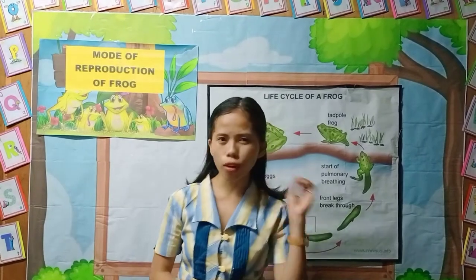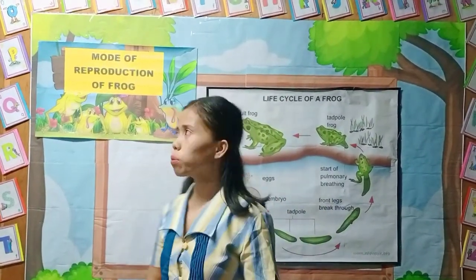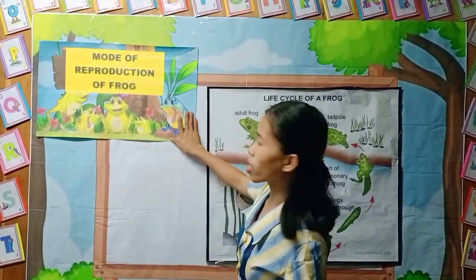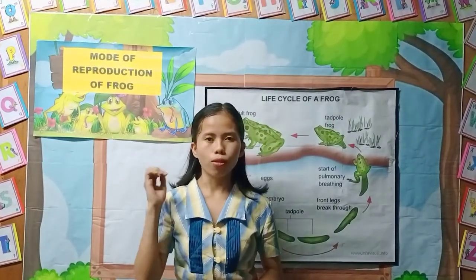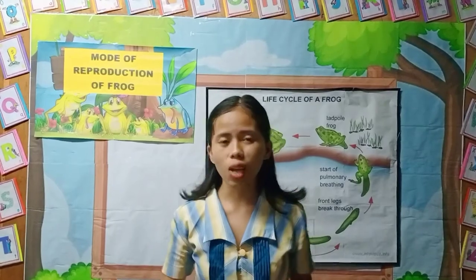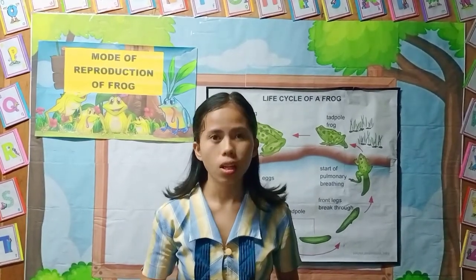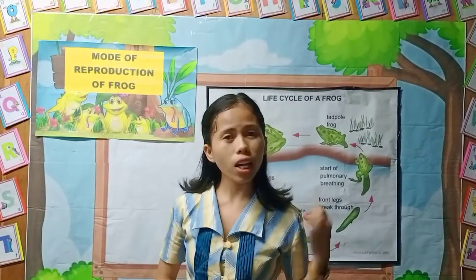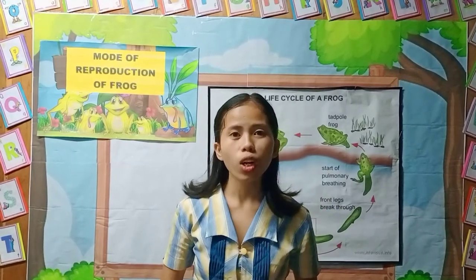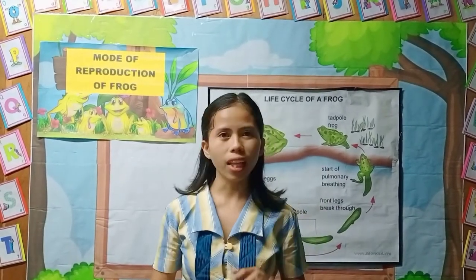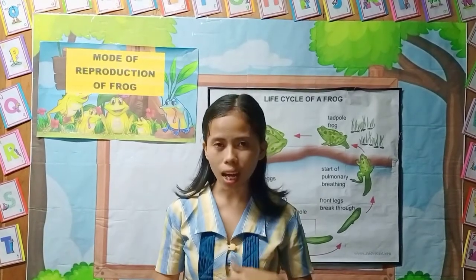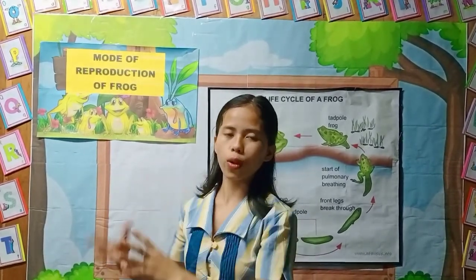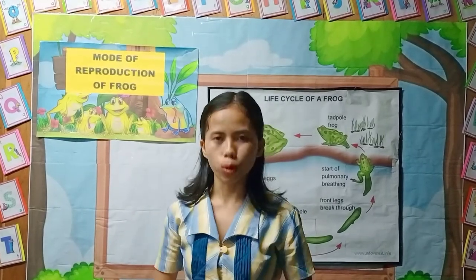Right, class, going further to our topic, we will be discussing the mode of reproduction of frogs. But how do frogs reproduce? Frogs reproduce in a way the same as other animals, the same as humans as well. Frogs produce offspring through sperm cell and egg cell. When the two cells meet, that is the time that an offspring or another animal is produced.